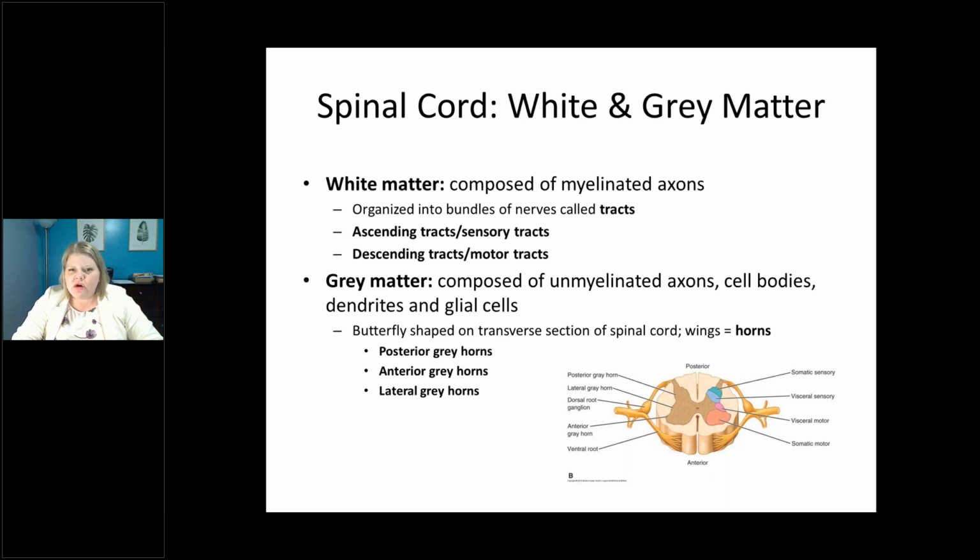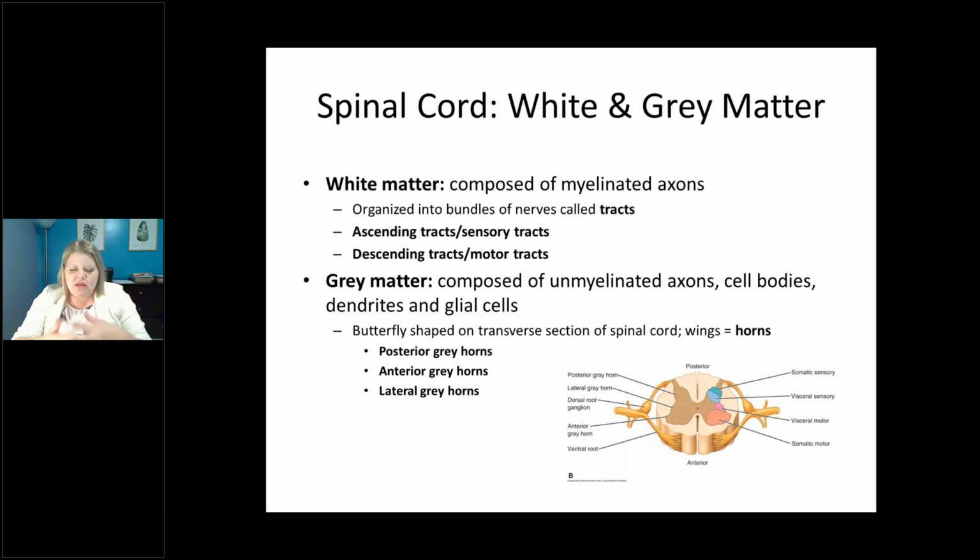Ascending tracts are going to be traveling up the spinal cord into the brain, while descending tracts are going to be coming from the brain and moving down the spinal cord. So that's important to note because one is sensory information, one is motor information, and the direction of that is always the same. Sensory information is always moving its way up into the spinal cord and brain, and motor information is traveling from the brain down the spinal cord and out of the spinal nerves.